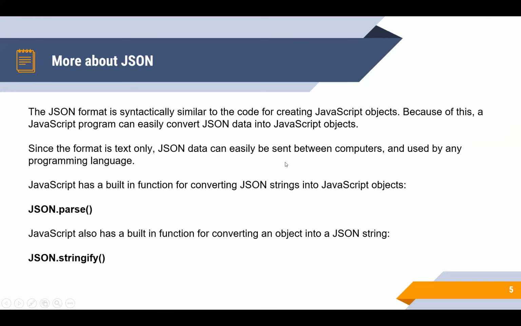Now after that, we have seen this too, but still let's read it. The JSON format is syntactically similar to the code for creating a JavaScript object. JSON dot parse, JSON dot stringify. JSON dot parse is used when we want to convert a JSON string to a JSON object. JSON dot stringify is used when we want to convert a JSON object to a JSON string.